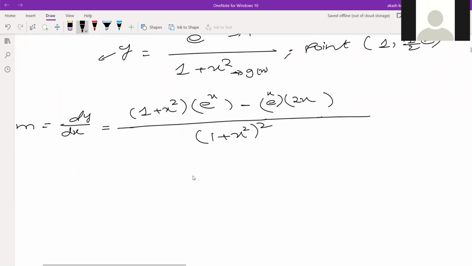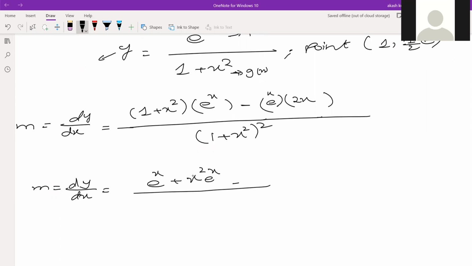Yes. So m, dy by dx equals e^x (1 plus x squared) minus 2x e^x. Is it clear? I just multiplied the expressions, and then in the bottom we have (1 plus x squared) whole squared.